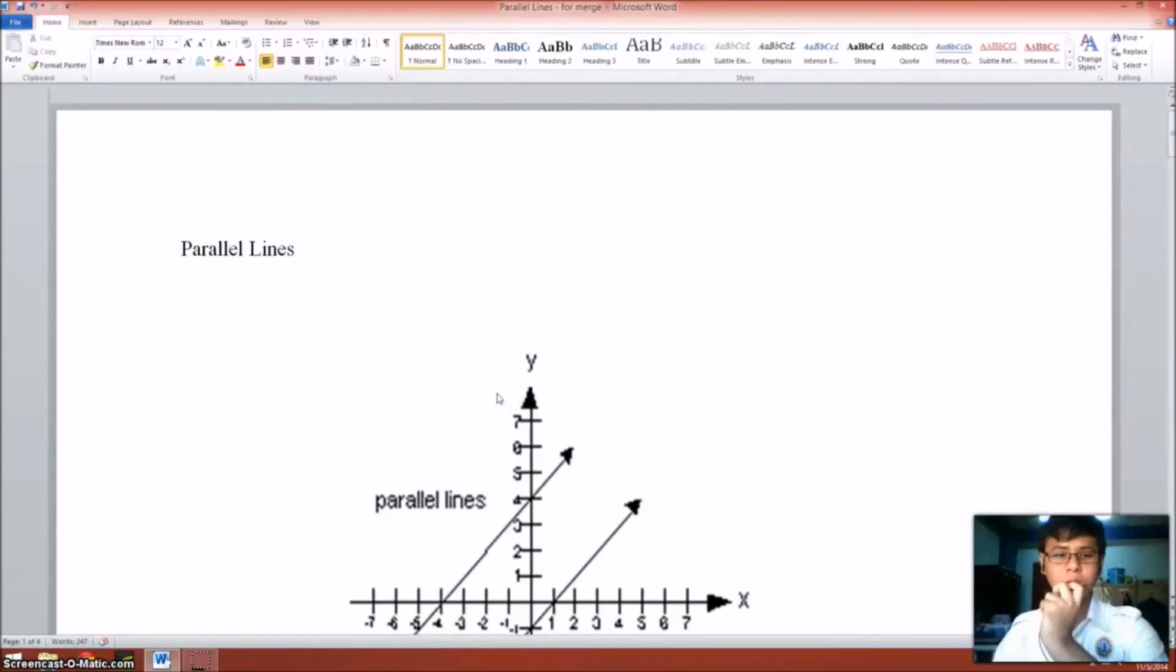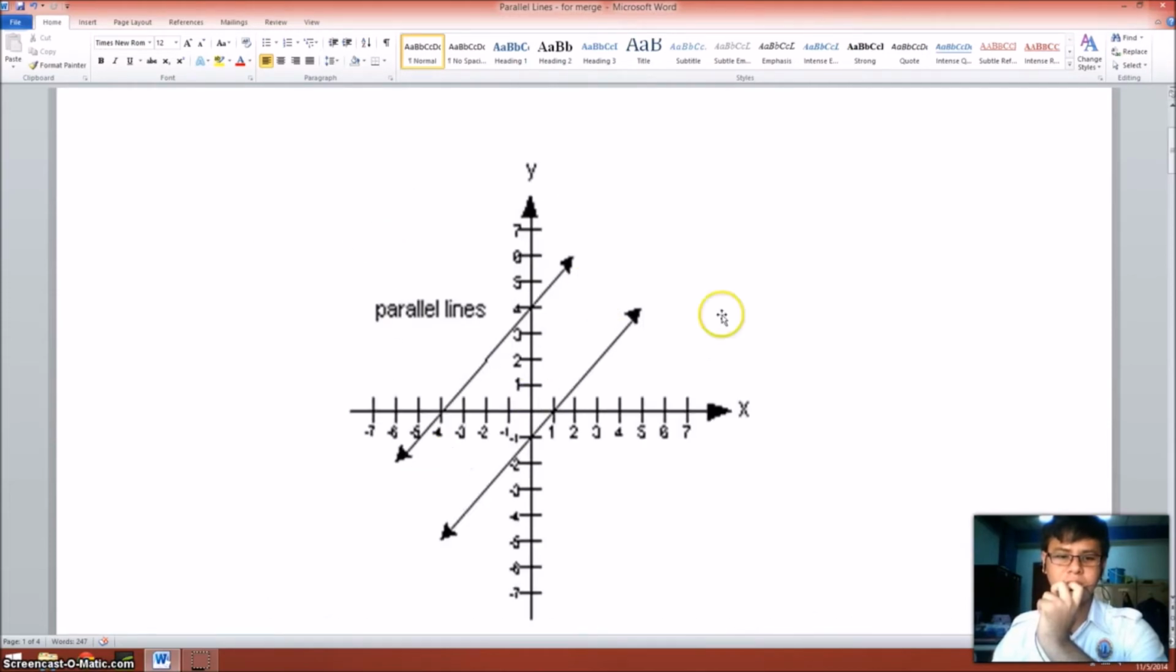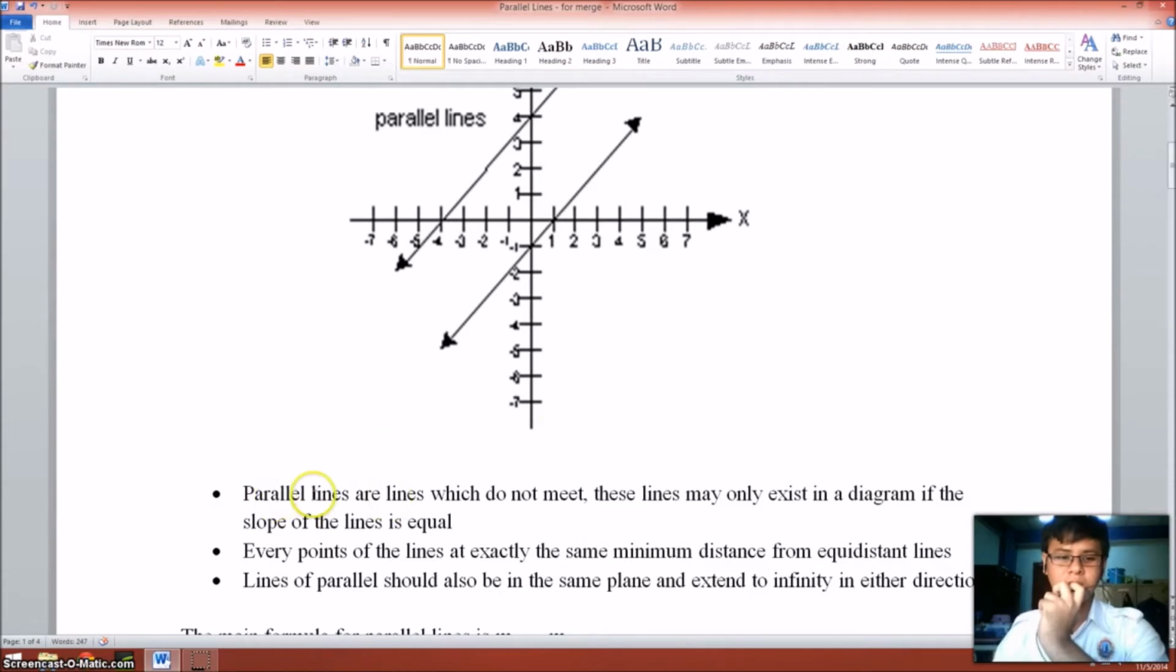My name is Mohd Ashraf bin Hairul Sham, and my student ID number is 5321-311-4099. Today I'm going to explain about parallel lines. As you can see here in this diagram, these are parallel lines. What are the conditions for parallel lines? Parallel lines are lines which do not meet.